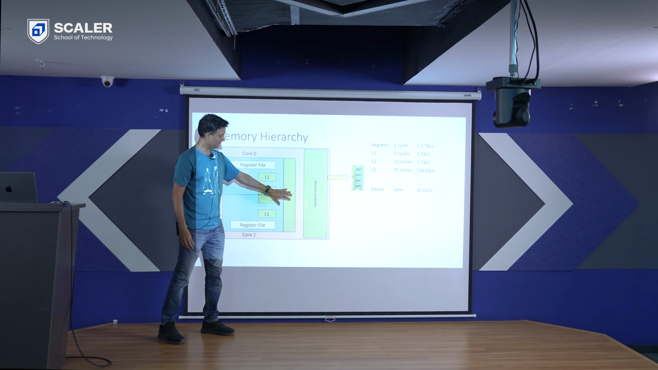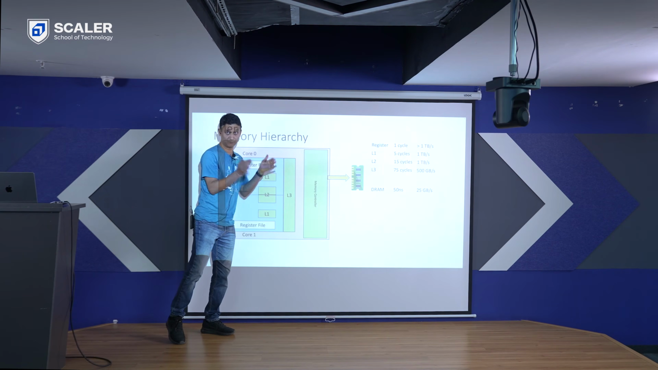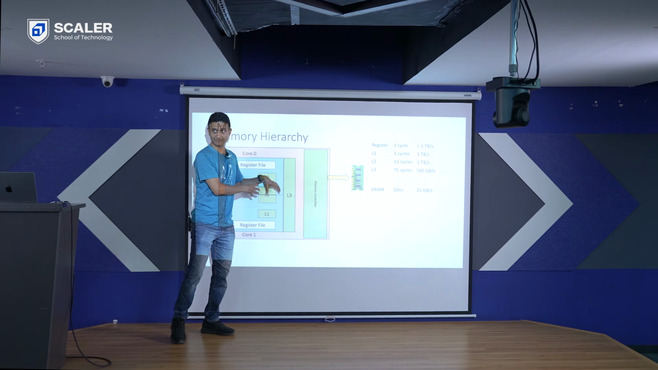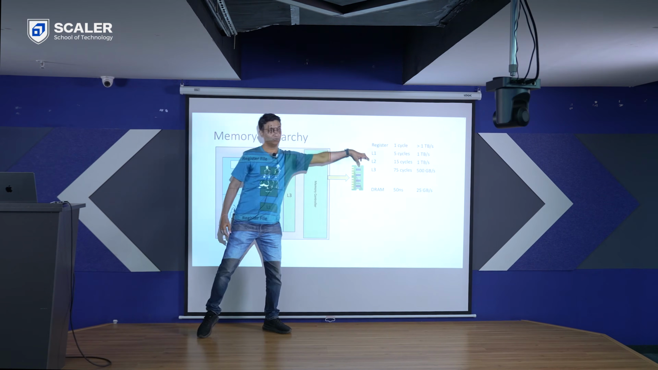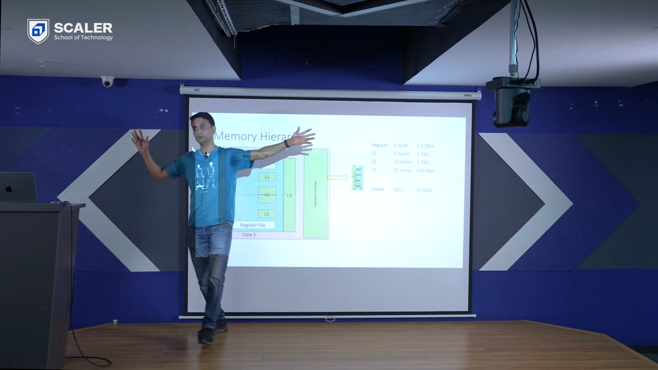L1, L2, L3 are fast. So programs that rely on a very small amount of data that is very frequently accessed would be in this. Programs that need to access DRAM all the time would be super duper slow.